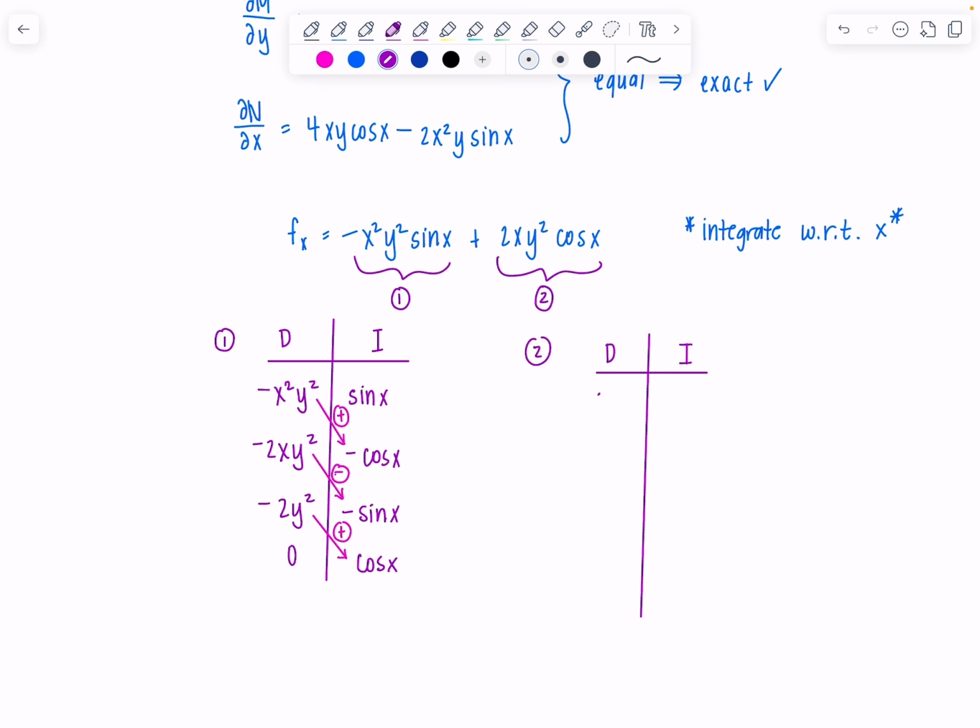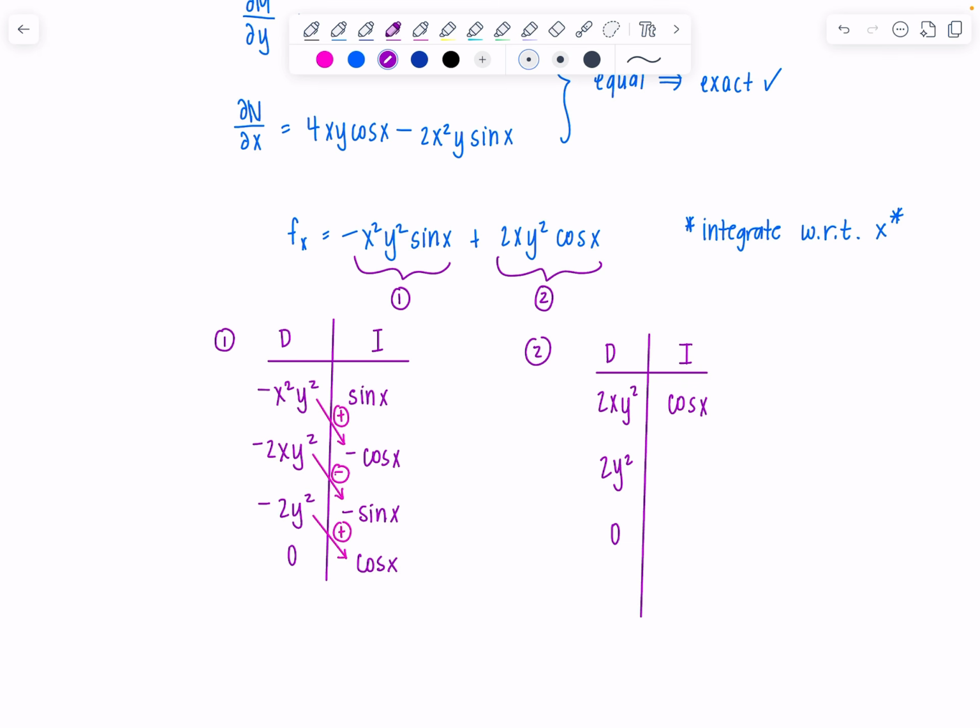2x y squared, and this is cosine x. And then again, remember, y squared is just constant. So this is going to be 2x. Oh, excuse me. No, it's not. Take the derivative of 2x. It's just 2. So this is 2y squared. And then if I take one more derivative with respect to x, this is just 0. Okay. So then we only need to antidifferentiate twice.